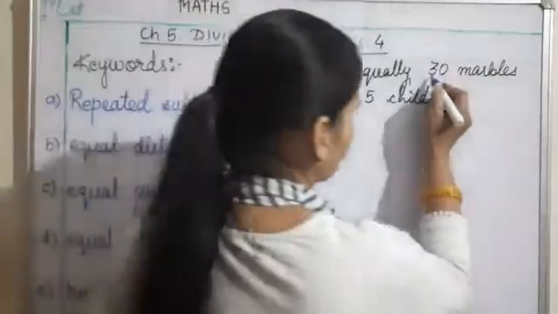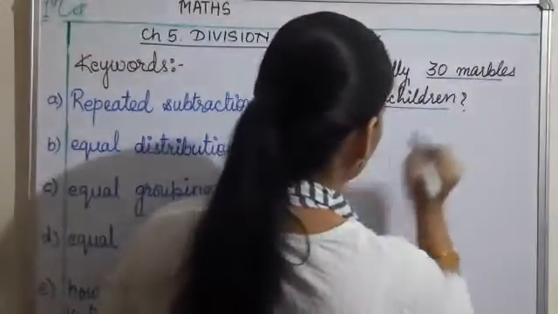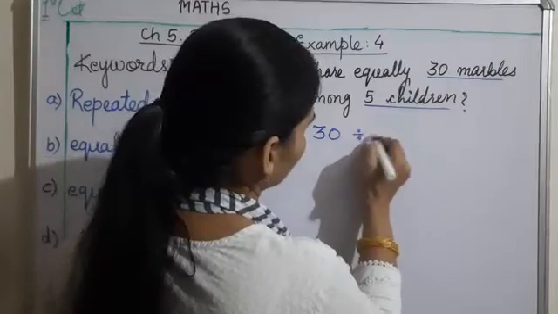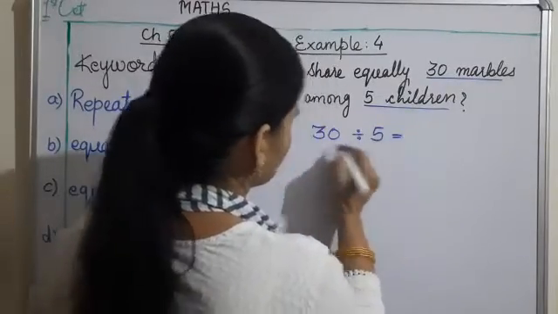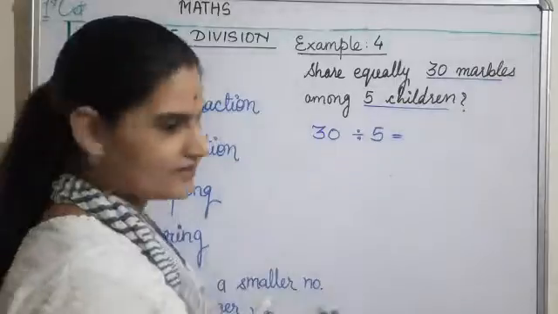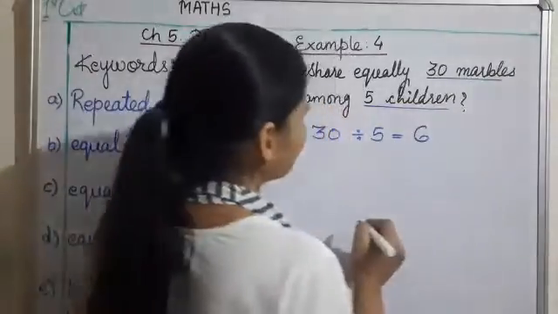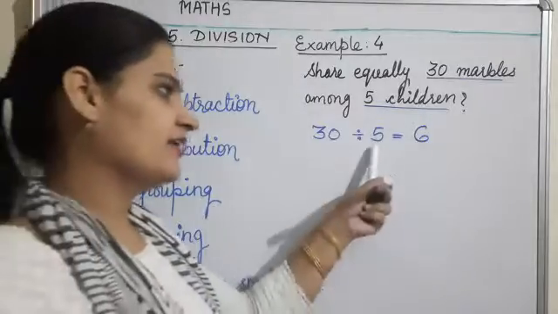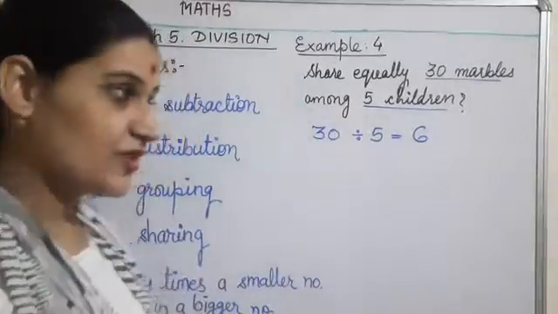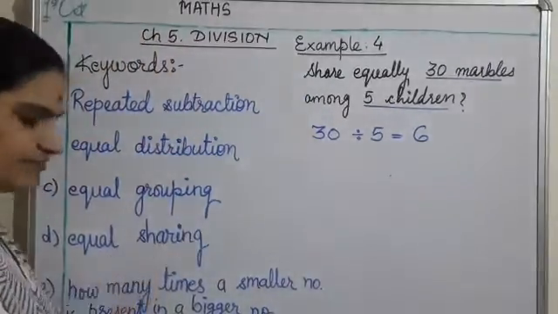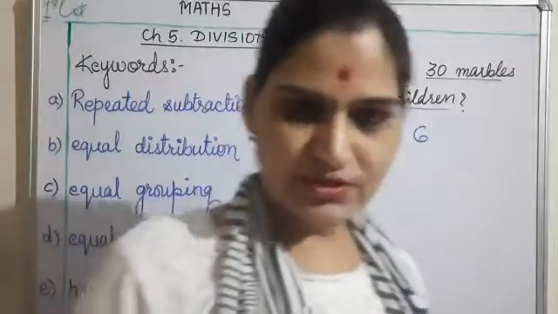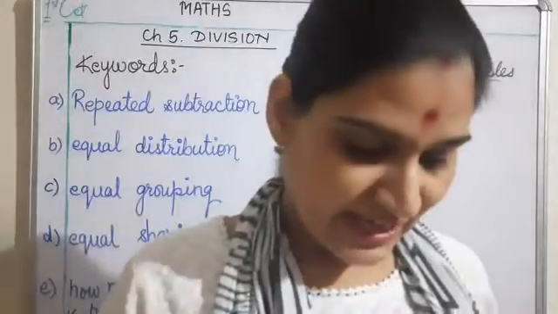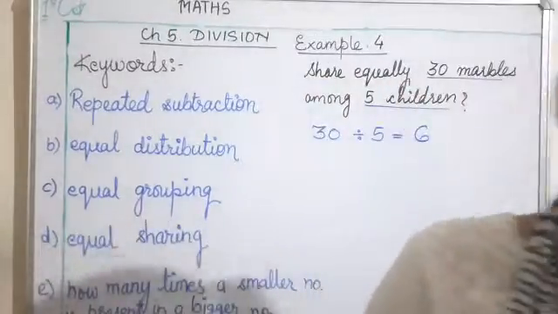See the numbers we are having? 30 marbles, 5 children. So 30 you will divide by 5. In the table of 5 I have to search 30 and the answer is 6. So when we share equally 30 marbles, each child will get 6 marbles. So another situation is equal sharing. Equal sharing, equal distribution, equal grouping. These are the situations when we are using division.